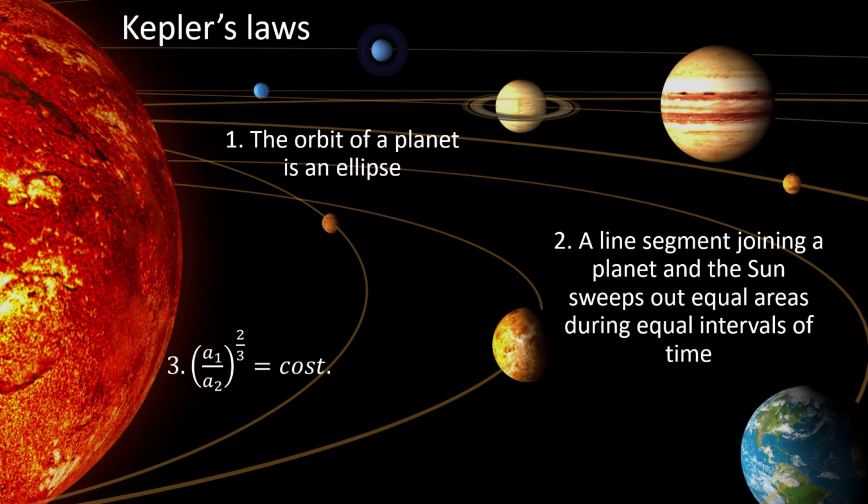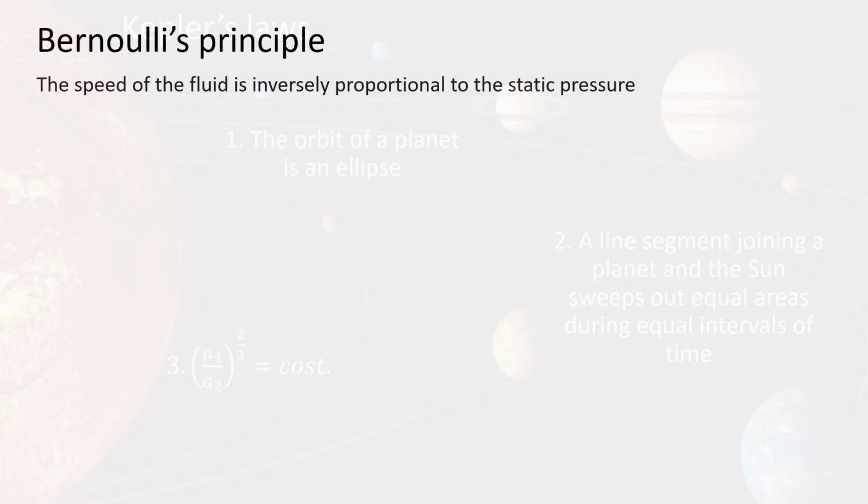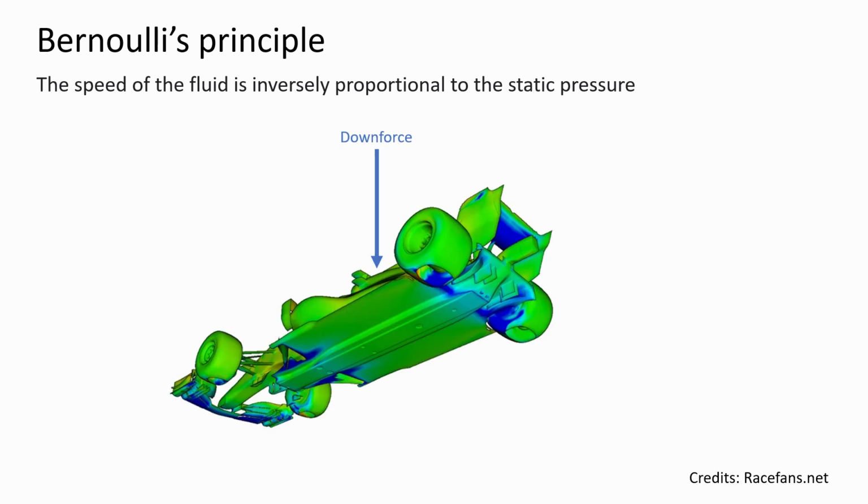An important principle for fluid is Bernoulli's principle. It states that an increase in speed of a fluid occurs simultaneously with a decrease in static pressure. So the speed of the fluid is inversely proportional to the static pressure. An application of this principle is the floor of an F1 car, for example. The increase of the velocity of the flow results in a decrease of the pressure, and so it creates a force pointing down called downforce.